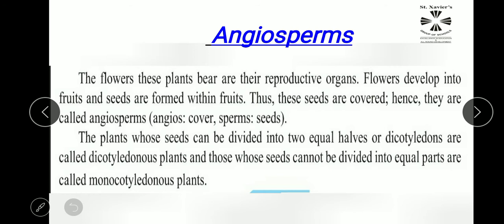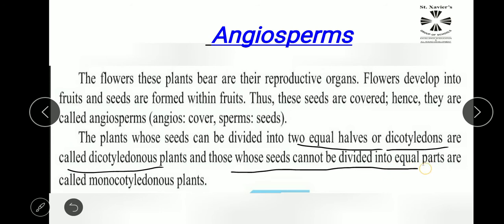The seeds are inside a cover. When you remove that upper cover of the seed, you will find inside the seeds two equal halves, or dicotyledons, and they are called dicotyledonous plants. And those whose seeds cannot be divided into equal parts are called monocotyledonous plants, friends. So here we have two subdivisions of angiosperms, monocotyledons and dicotyledons.